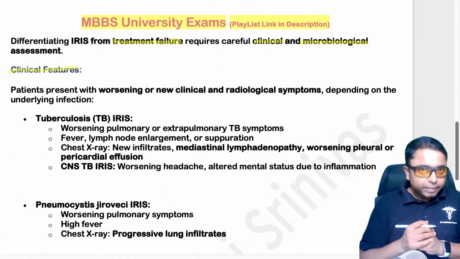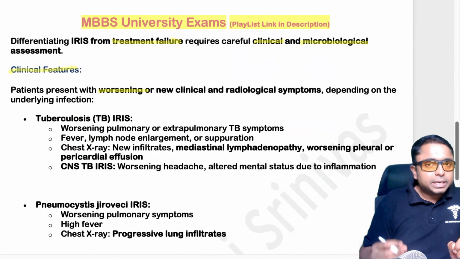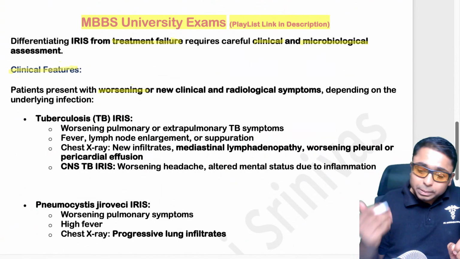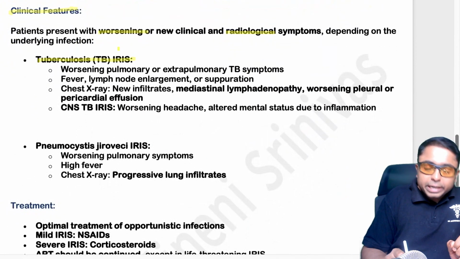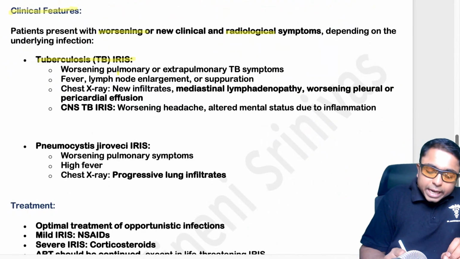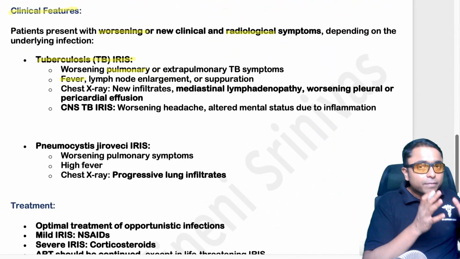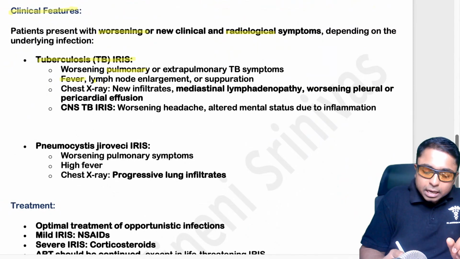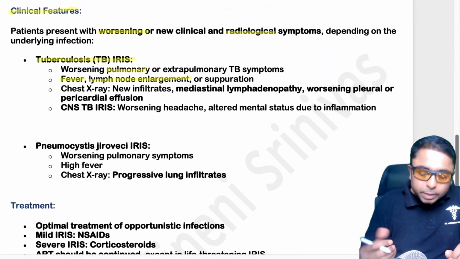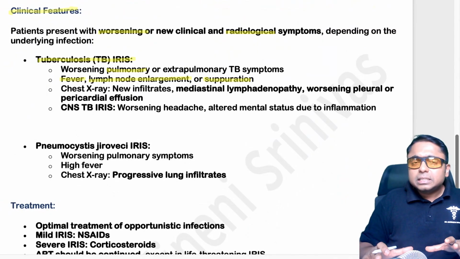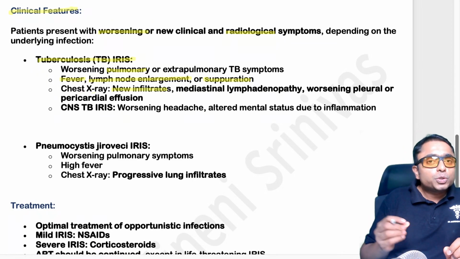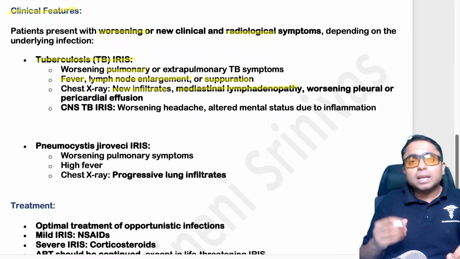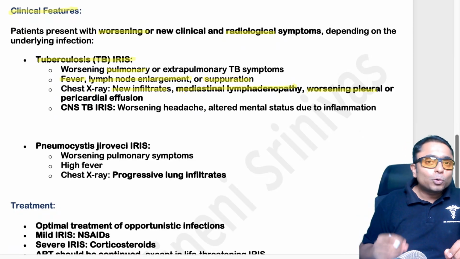So what will be the clinical features of this IRIS? There is going to be worsening or new clinical features, and new radiological signs can also occur. So if it is due to tuberculosis, what can happen? There can be worsening of the pulmonary or extrapulmonary tuberculosis symptoms. For example, the patient may suddenly have fever after ART is initiated, and there is going to be lymph node enlargement, and there can even be pus collection. All this is happening because the immunity is trying to kill the MTB bacilli. Chest X-ray may show new infiltrates, mediastinal lymphadenopathy, and worsening pleural and pericardial effusion.